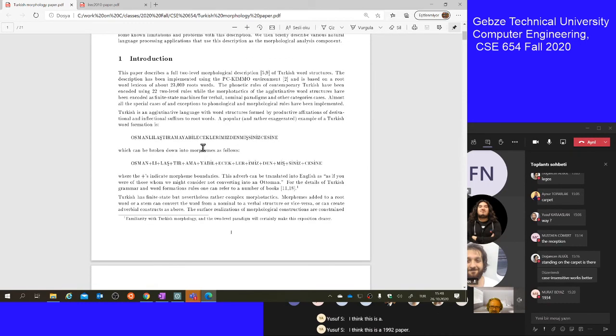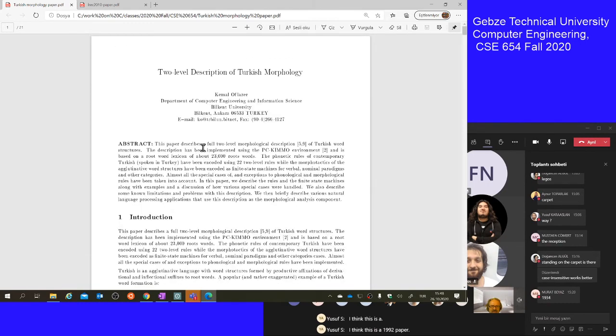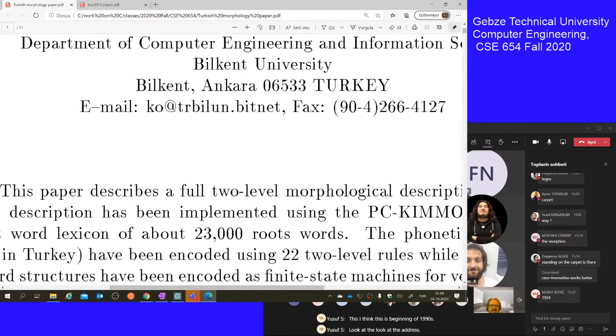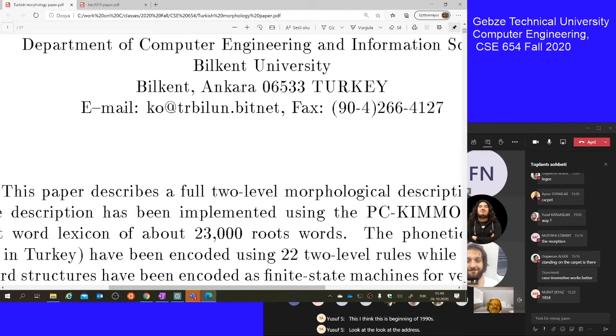How old is this? I think this is beginning of 1990s. Look at the address. See, we didn't have internet during those days, okay? But the email mechanism was there. This is Bitnet. Before internet there was Bitnet, and we used to use Bitnet. With the Bitnet, if you are lucky, sending and receiving an email would take a day, whole day.